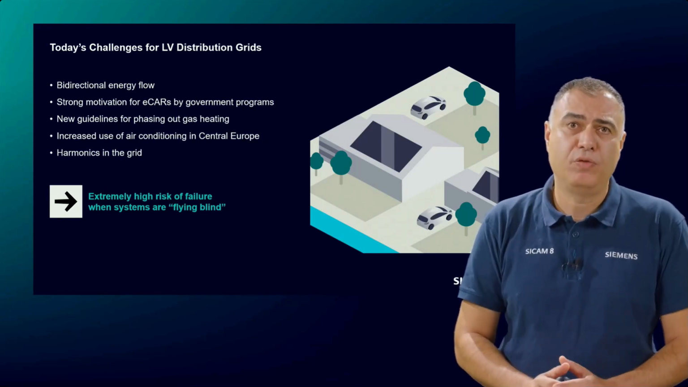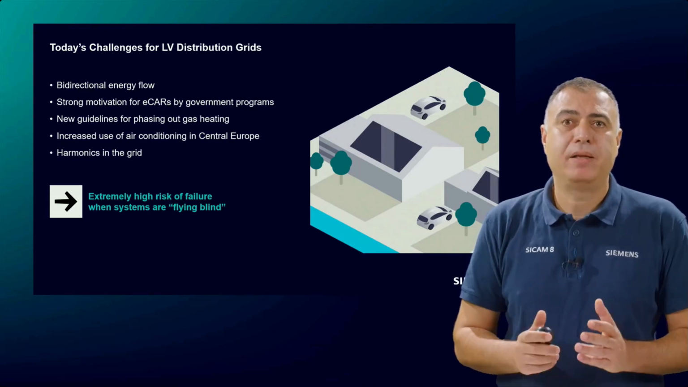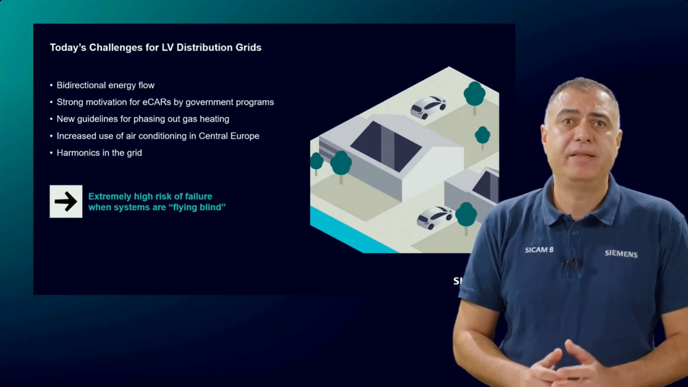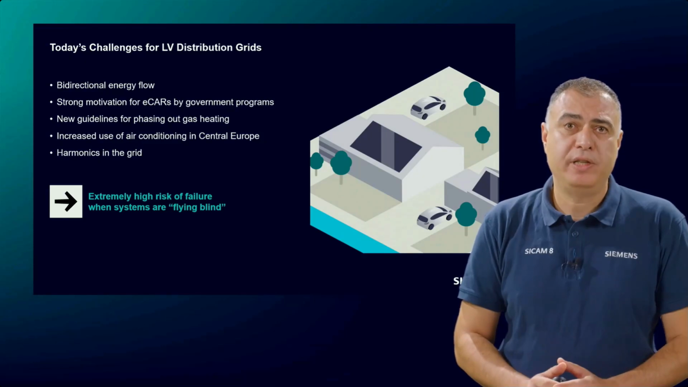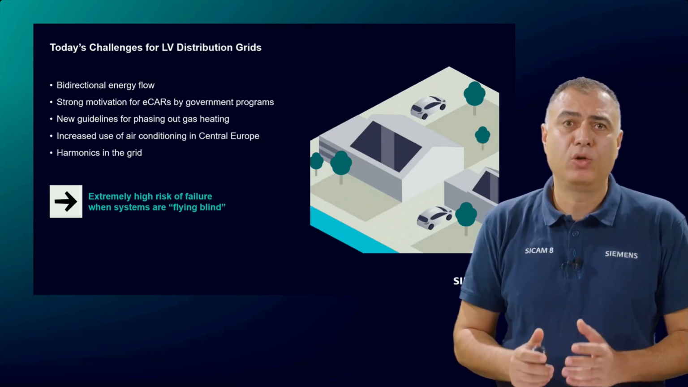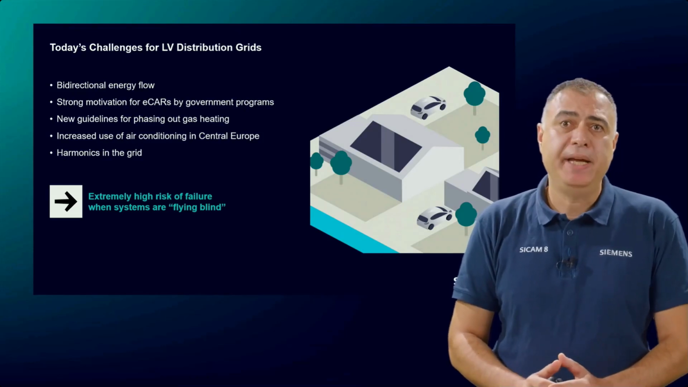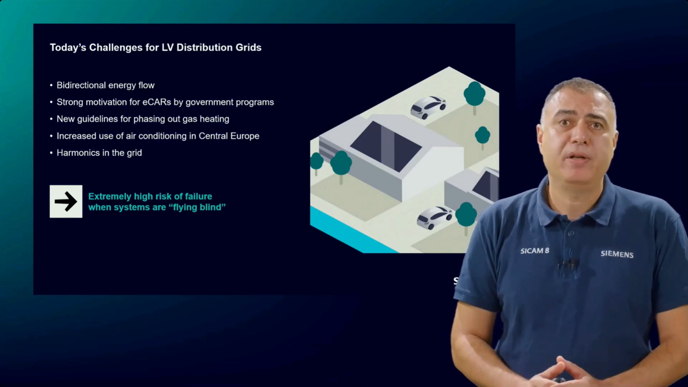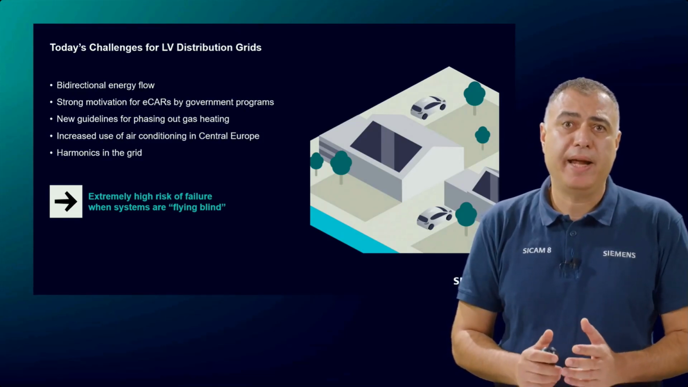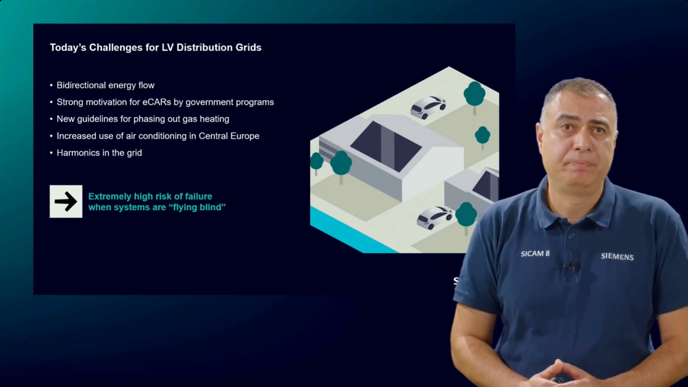the low voltage transformers. But the biggest challenge is that most low voltage distribution grids are still not monitored. Hence, for the time being, many grid operators don't know if there are any problems in their grid.